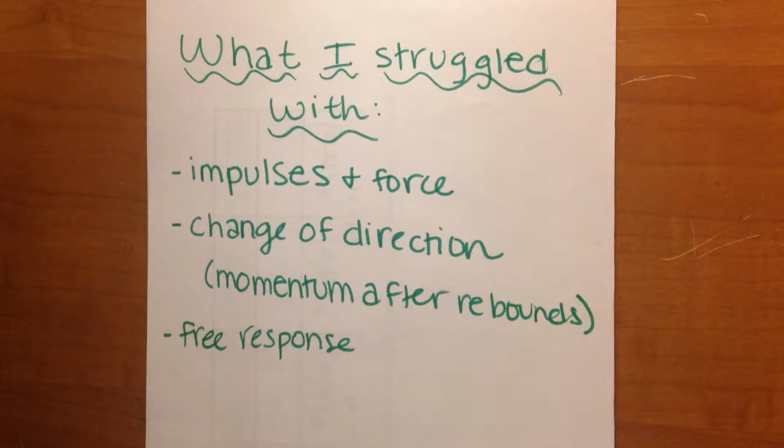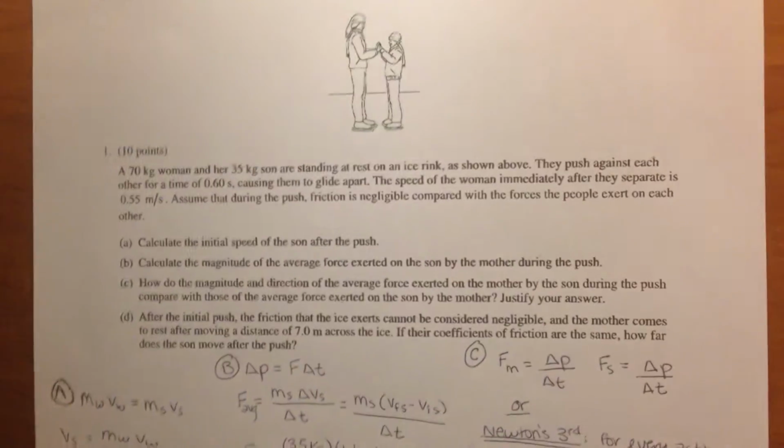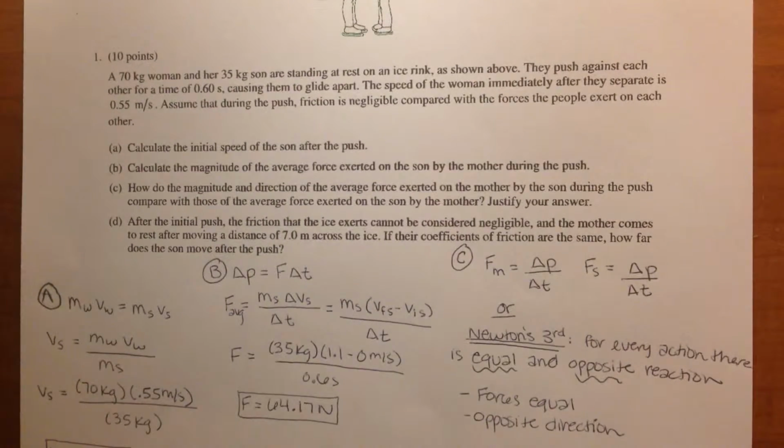So what I struggled with on the momentum test was impulses and force, change of direction, basically momentum after different rebounds, and overall in physics I seem to find the free response problems more challenging than multiple choice. So for this video I've chosen 3 different free response problems that I will be going over. First, there was a problem similar to this on the test.